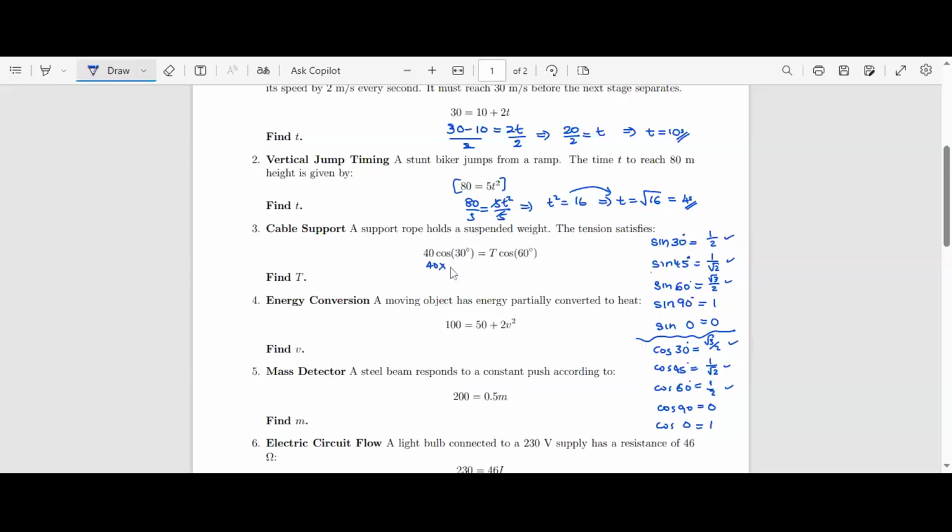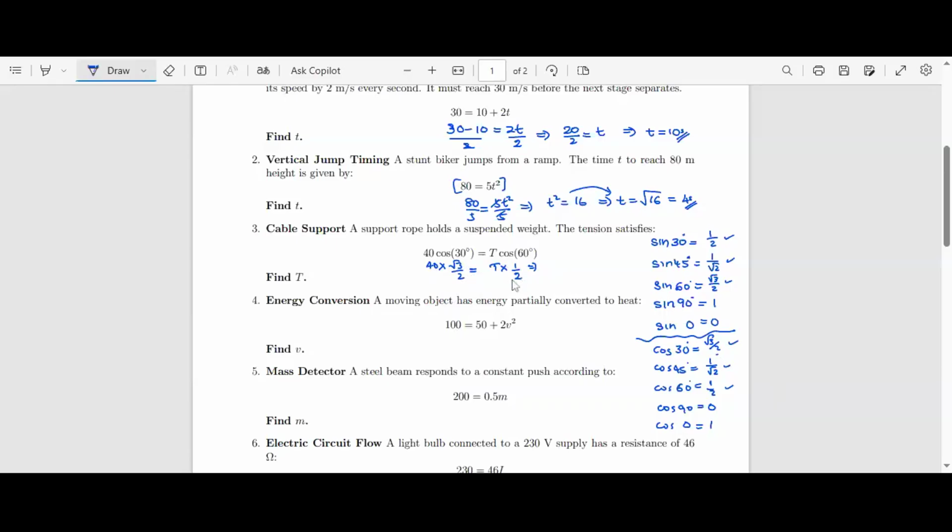So here we have 40 cos 30. Cos 30 I can substitute root 3 by 2. You can see cos 30 is root 3 by 2, and t cos 60. So cos 60 is half. So t into half. Now we are supposed to find t, right? So I have to isolate t. So you can see t into half equals 40 into root 3 over 2.